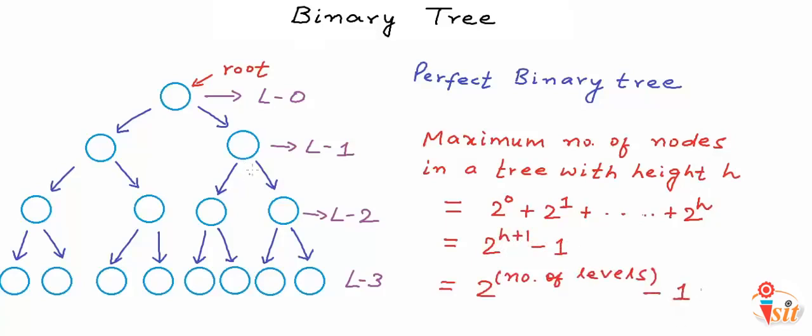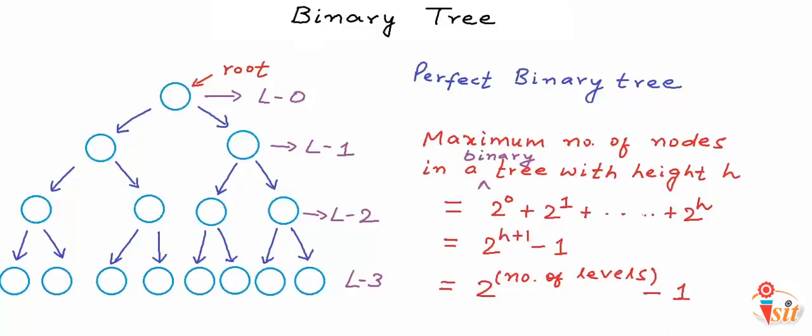In this tree, number of levels is 4. We have L0 till L3. So maximum number of nodes will be 2 to the power 4 minus 1, which is 15. So a perfect binary tree will have maximum number of nodes possible for a height because all levels will be completely filled. Well, I should say maximum number of nodes in a binary tree with height h.